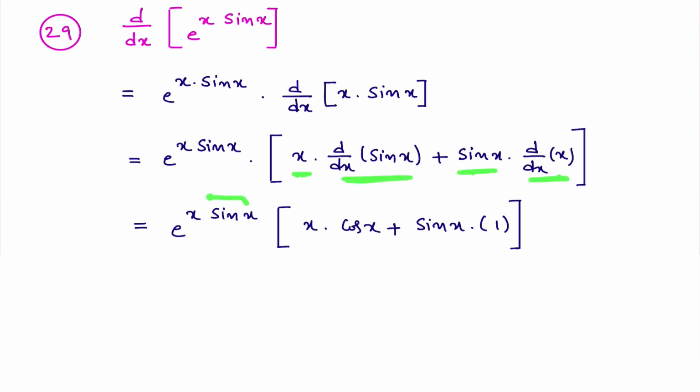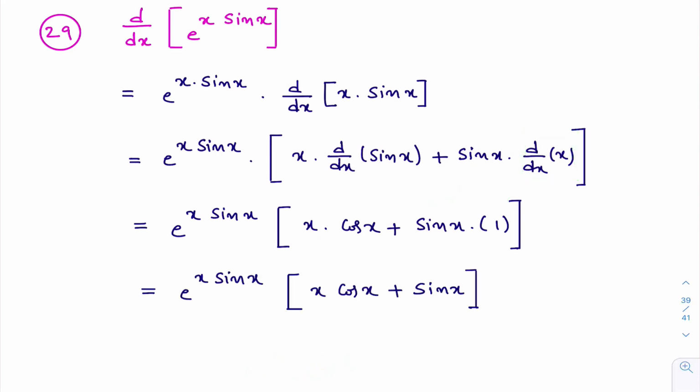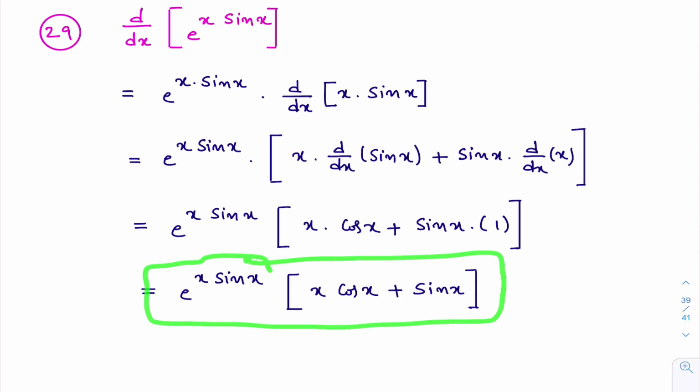Okay, e power x sin x into x I wrote as it is, derivative of sin x. We know this direct formula, derivative of sin x is cos x. So here I wrote cos x plus this sin x as it is into derivative of x. I said so many times, we need to memorize this as a formula. Derivative of x is 1. Okay. Now, so finally what I got? Derivative of e power x sin x is e power x sin x into x cos x plus sin x.